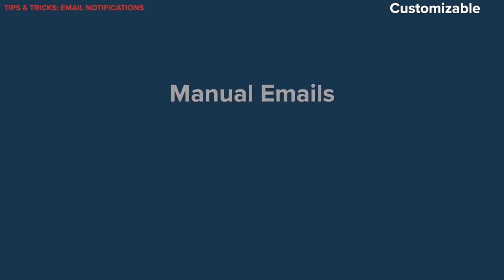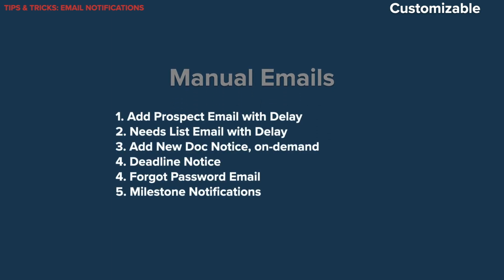Okay, and now we're getting into the manual emails. So let's go and talk about these a little bit. The 5 different manual emails that we have are add prospect email with delay, the needs list email with delay, add new doc notice with the on-demand turned on, deadline notice, the forgot password email, and then the milestone notifications.